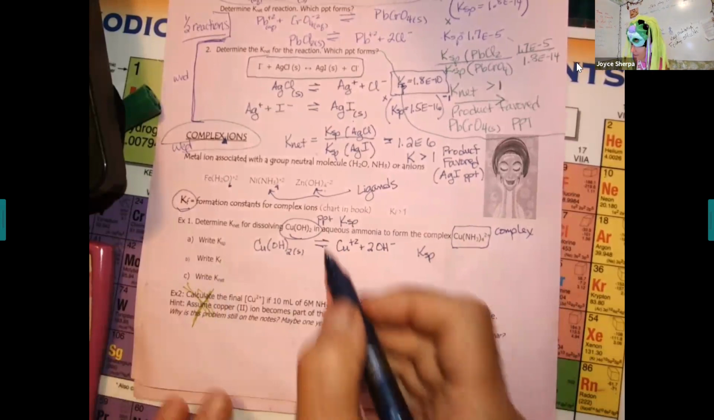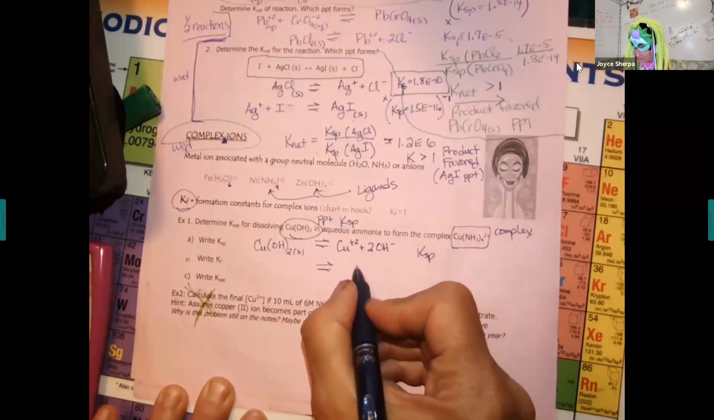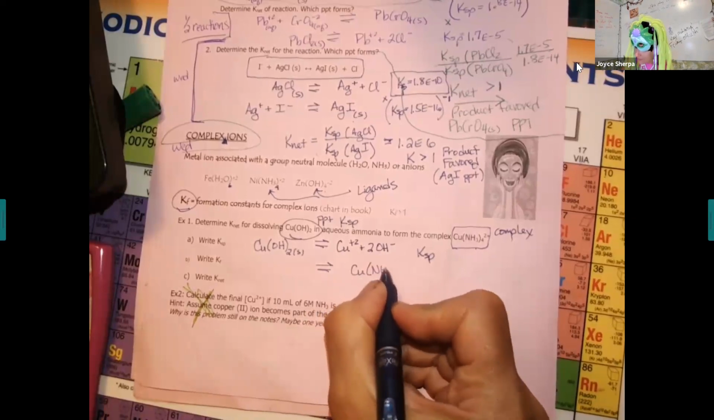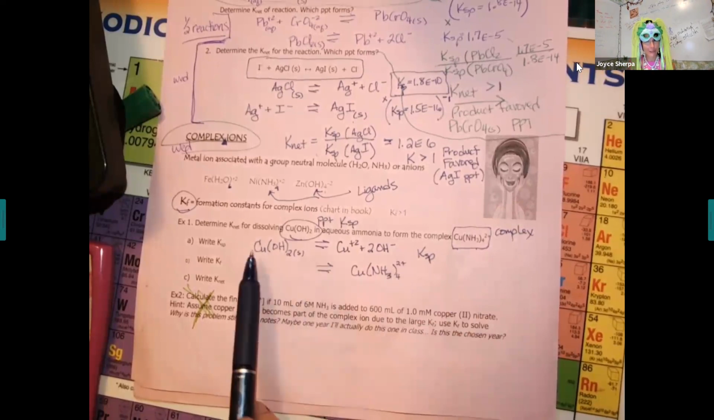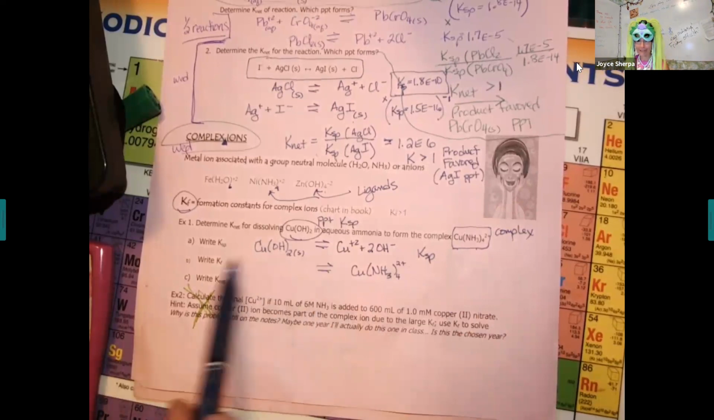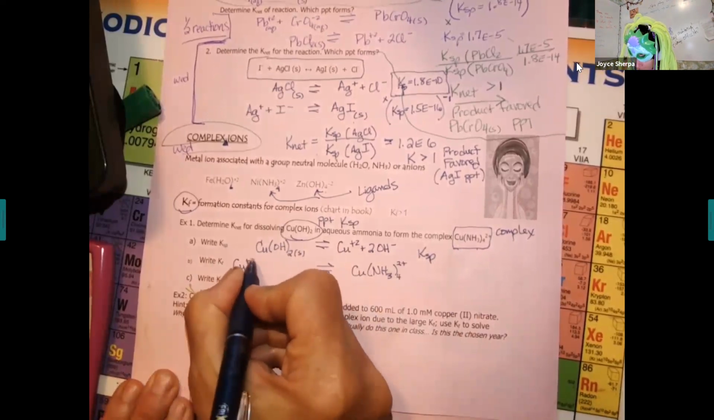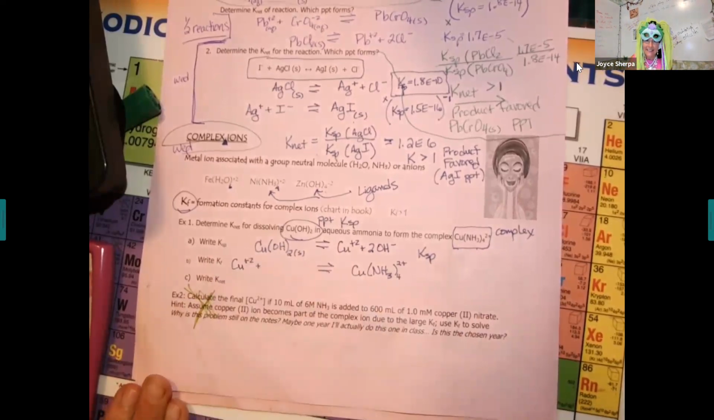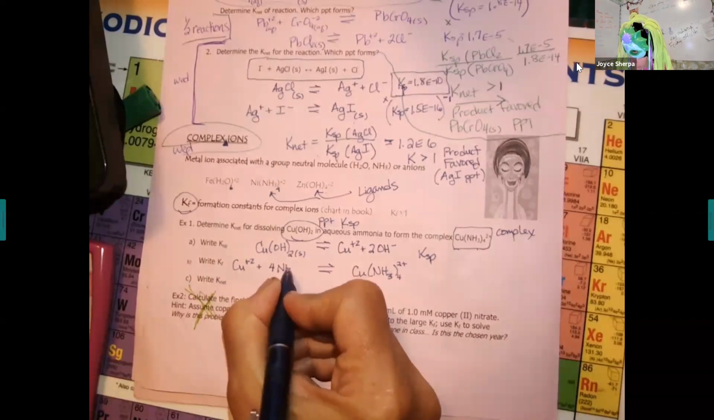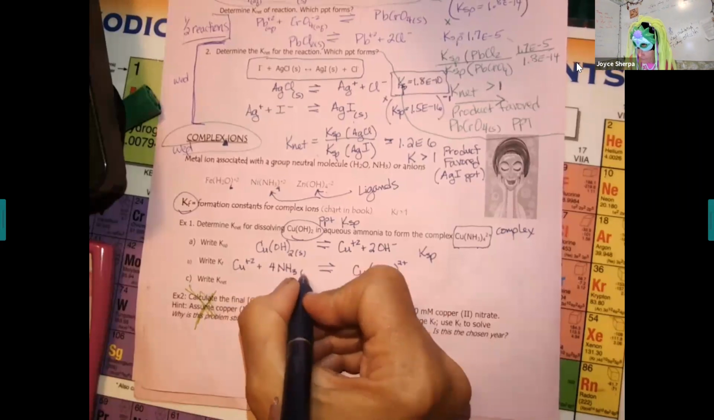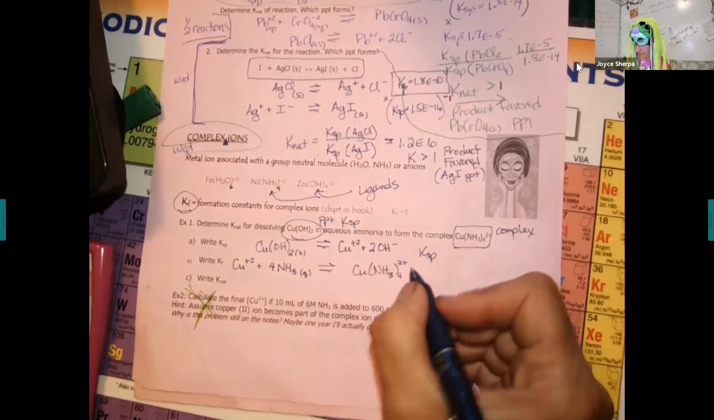KFs are forming. So the difference is the complex is what you're making. So the complex is always shown as the product. KSPs are solid going to aqueous. KFs are going to be whatever you have over here making the complex. And so what we have is going to be the copper ion and then the ligands. The ligands can be neutral like NH3, as far as no charge. But we have 4 NH3s, which actually is a gas. And we would form this.